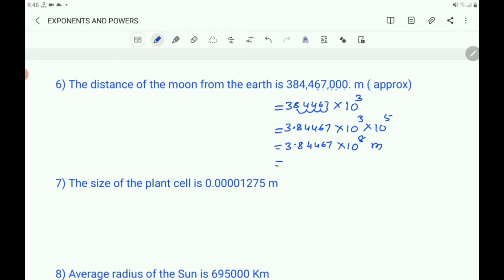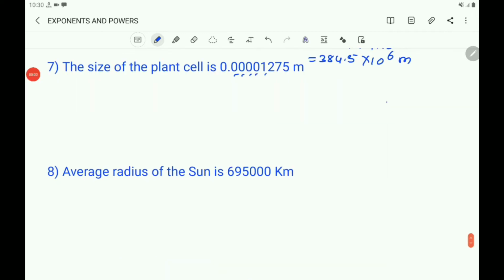Or otherwise you can take 384.467 into 10 to the power of 6, as you have moved 3 more places. Then you can write 384.46, approximately 5, into 10 to the power of 6 meter. All are correct here. You can use any one.